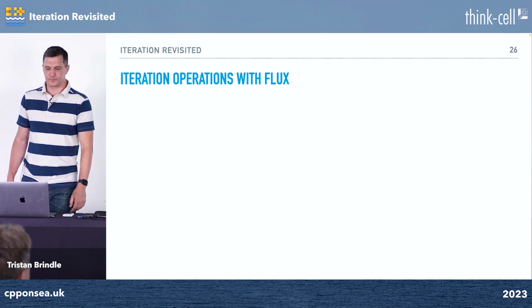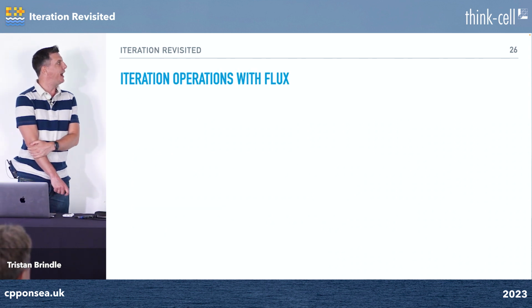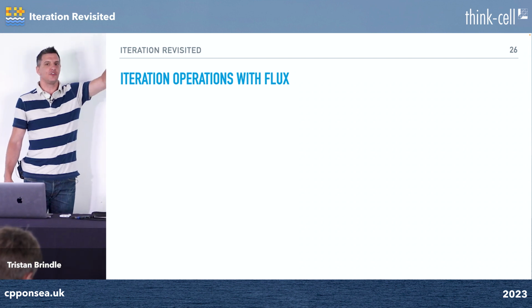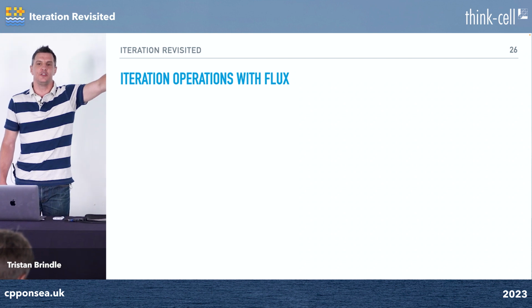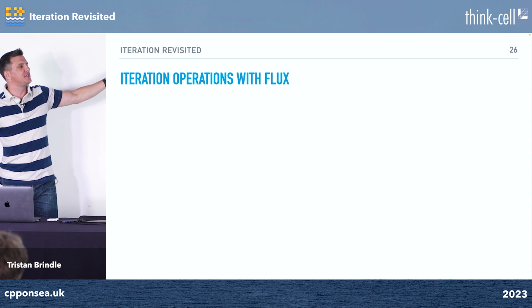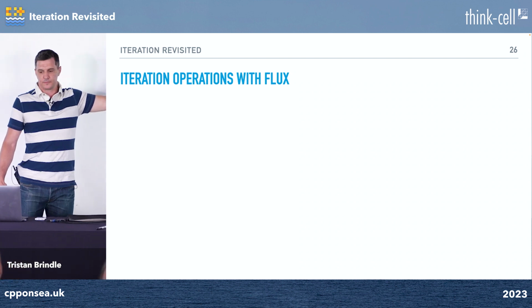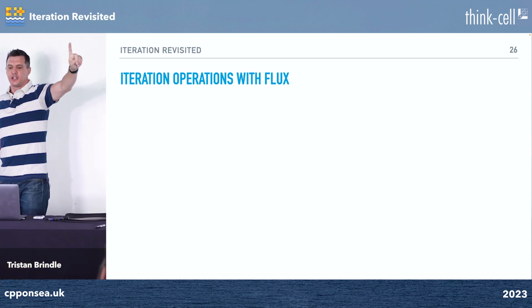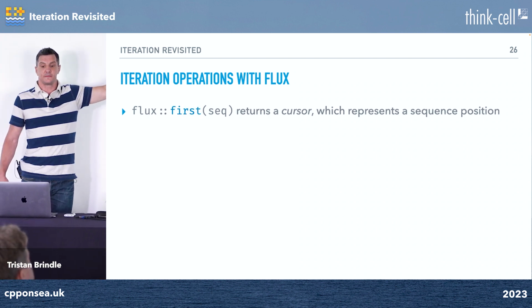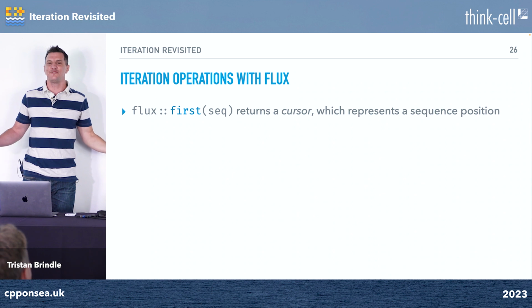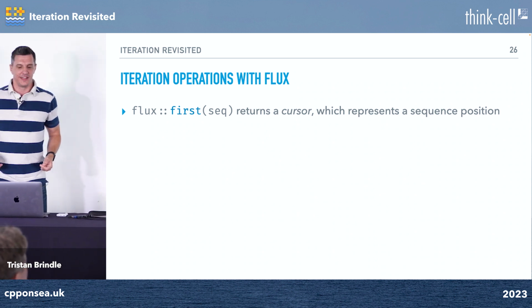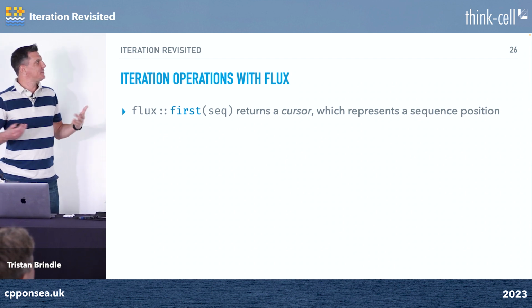Okay. So let's look at our iteration operations in Flux. We talked about our 4 operations that we have to do. We have to initialize, check, read, and advance. So how do we do those things in the Flux library? Okay, so our initialization operation in Flux is a function called first. I couldn't call it begin for obvious reasons. So what's a synonym for begin? It's first.